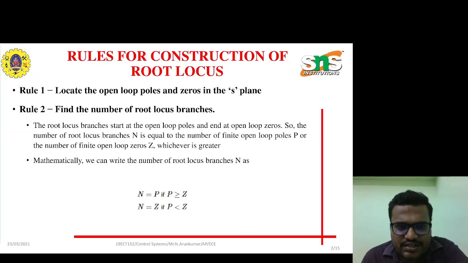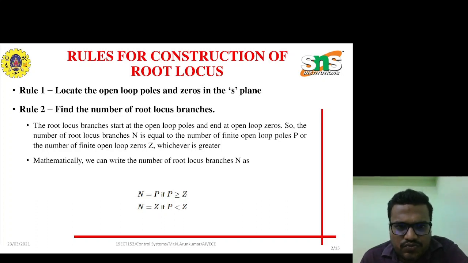There are certain rules while placing all the root values in the graph. The first rule is to locate the open loop poles and zeros in the S-plane. Poles and zeros mean the numerator and denominator parts. In the characteristic equation, the upper part is known as the numerator and the lower part is known as the denominator. So two parts are there in this characteristic equation, and those two parts give the zeros and poles.